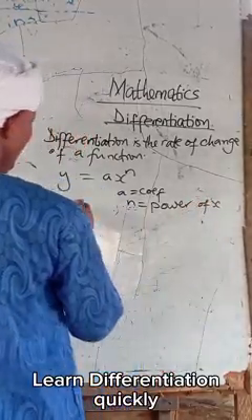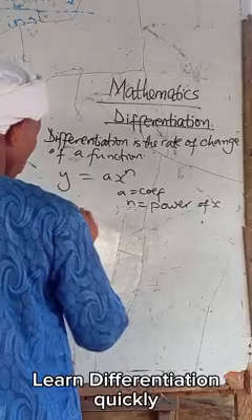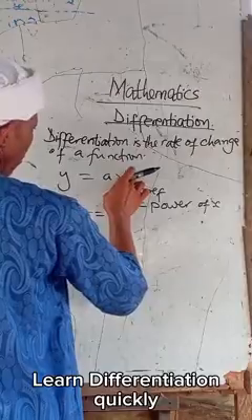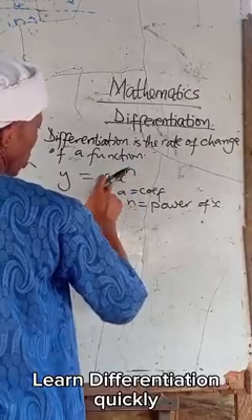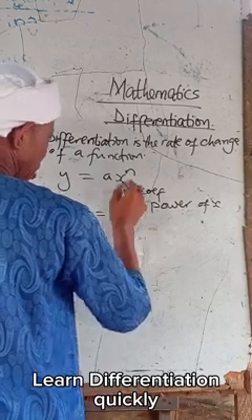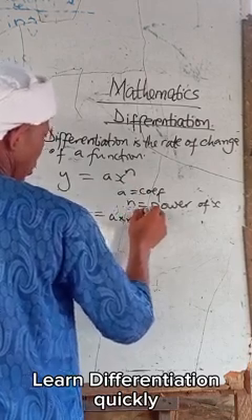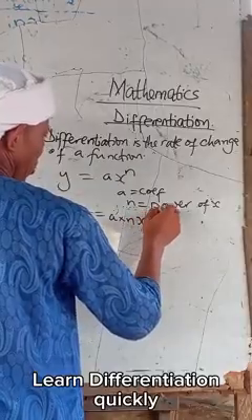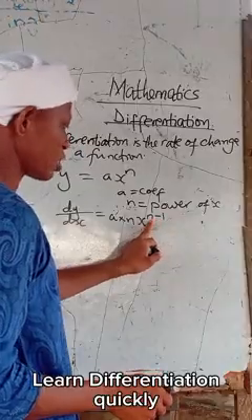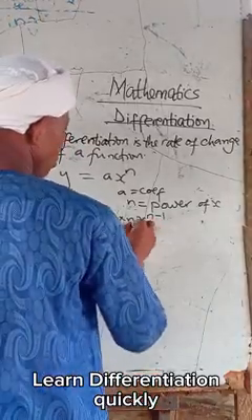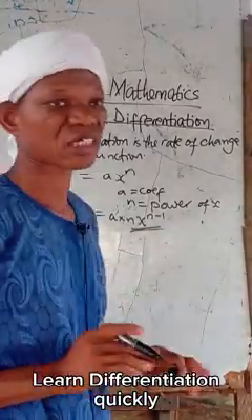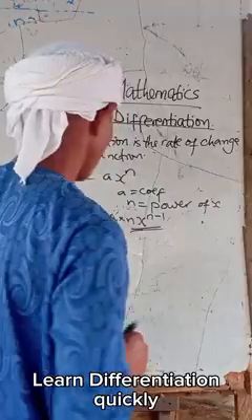Now, when you are asked to differentiate y, the derivative will be the product of the power, that is a multiplied by n, x raised to the power of n minus 1. Then subtract 1 from the power. So this will give you the power rule or the general formula in solving differentiation questions.